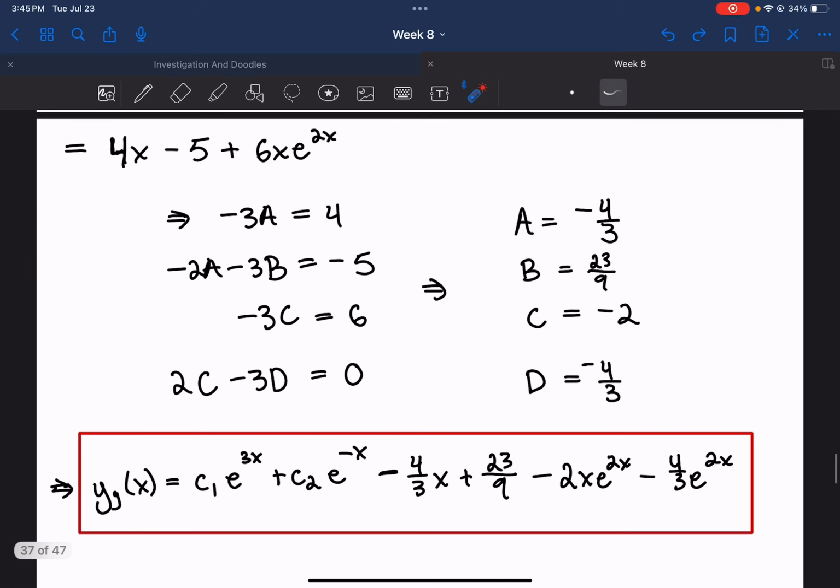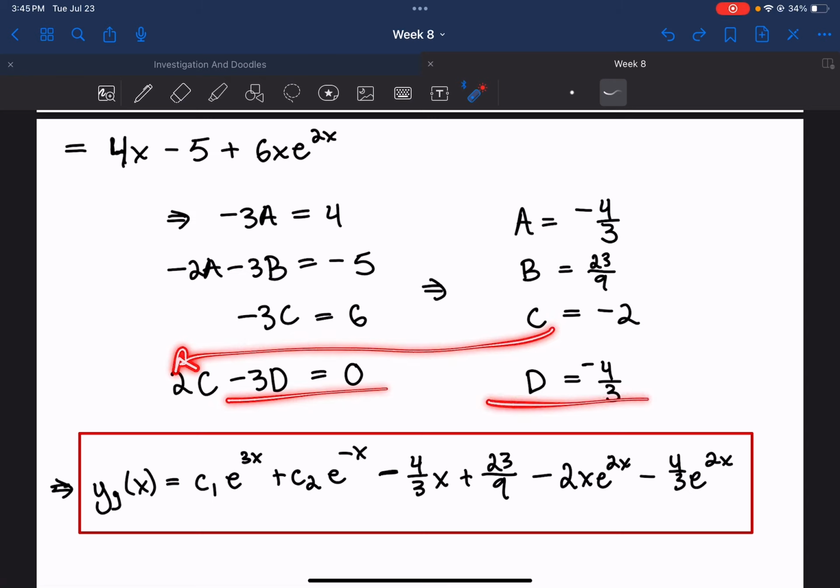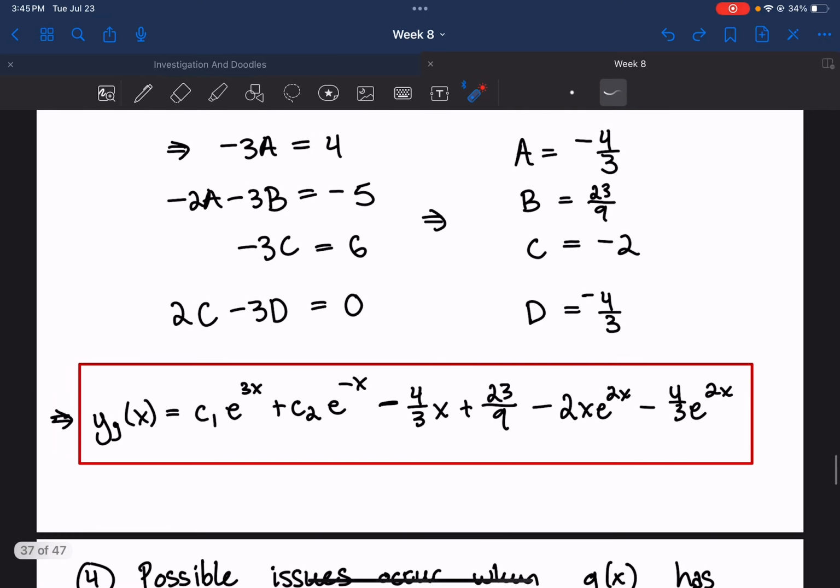So I get a equals negative 4 over 3. And then I can plug that in right here to get b equals 23 on 9. This gives me c equals negative 2, and I can plug that in right here to get d equals negative 4 on 3. And then this is my particular solution. This is my homogeneous solution, and when I add them up, I get my general solution.